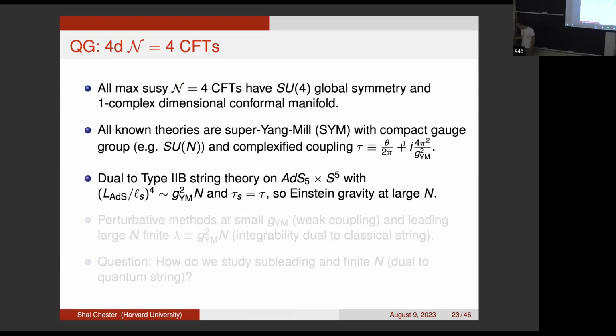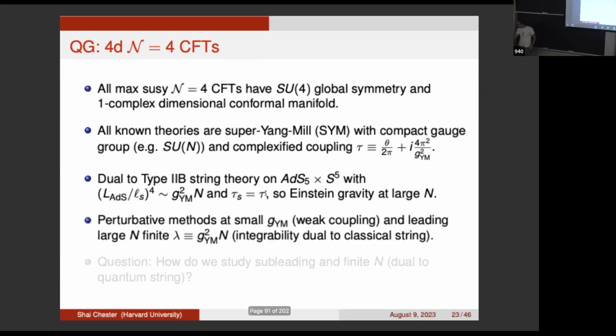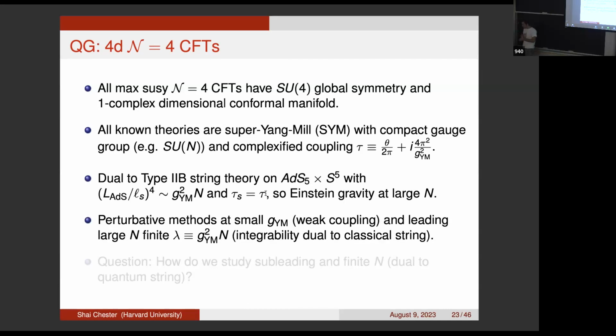We care about this theory for many reasons, partially because it's dual to type IIB string theory in AdS5 times S5, where the string length is related to N as shown, and this complexified string coupling is the same thing as the complexified gauge coupling. In other words, we have Einstein gravity at large N, because when N is large, G Newton is small. There is a regime where you can compute this theory, which is when it's weakly coupled. Then you can use Feynman diagrams to compute as many orders as you want for any value of N. But of course, that's not the regime we care about, because that's the opposite of the regime where you have an Einstein gravity description. You'd be describing a stringy theory.